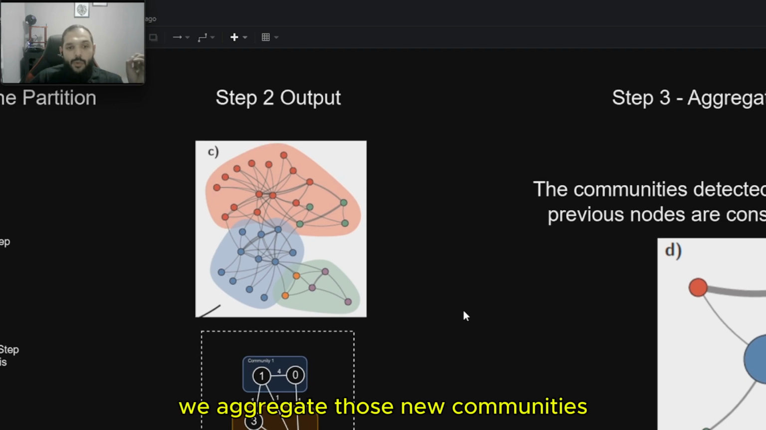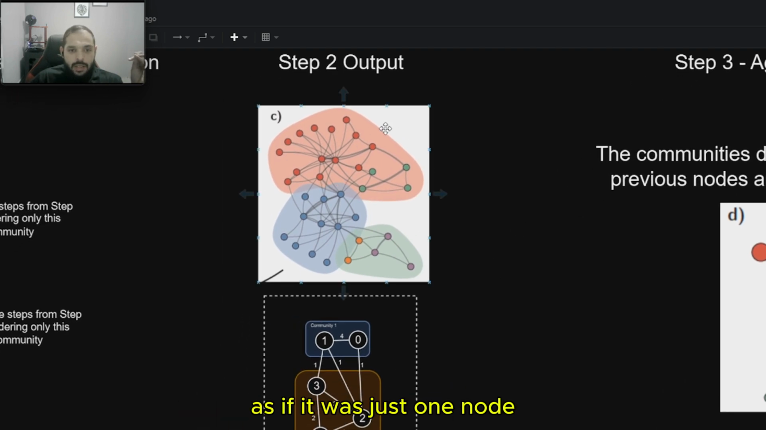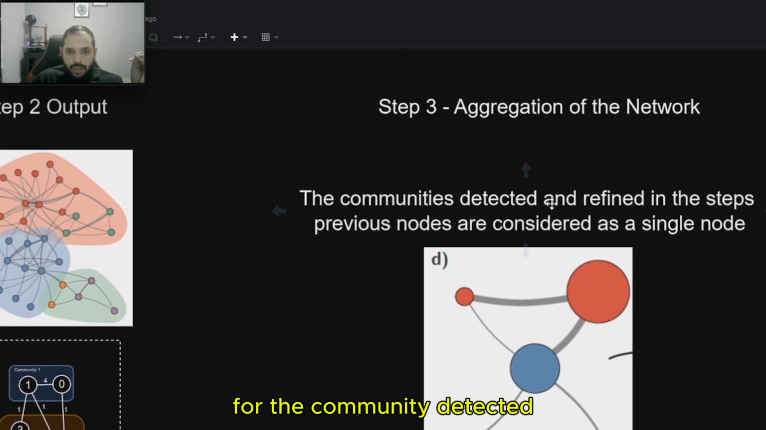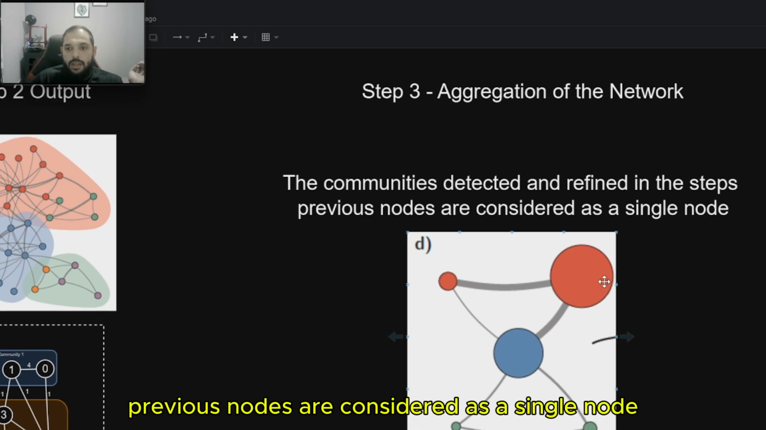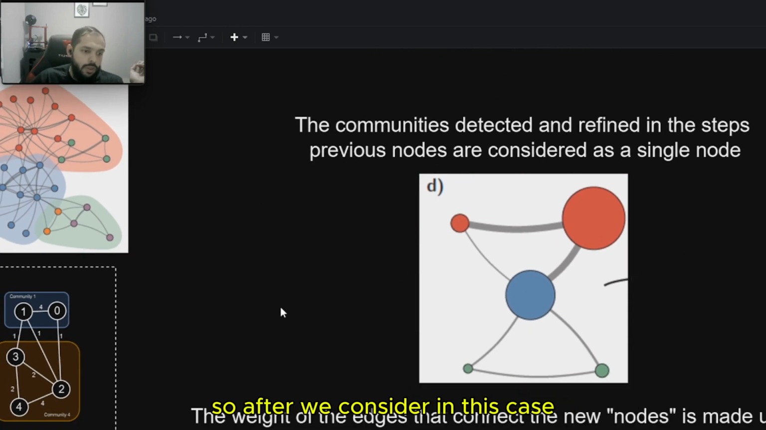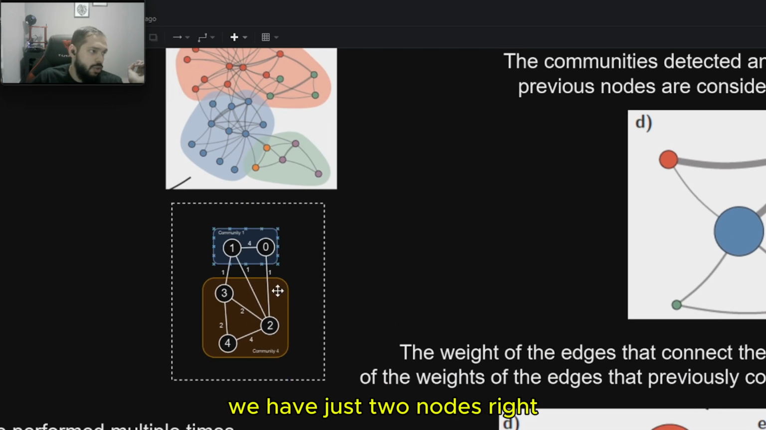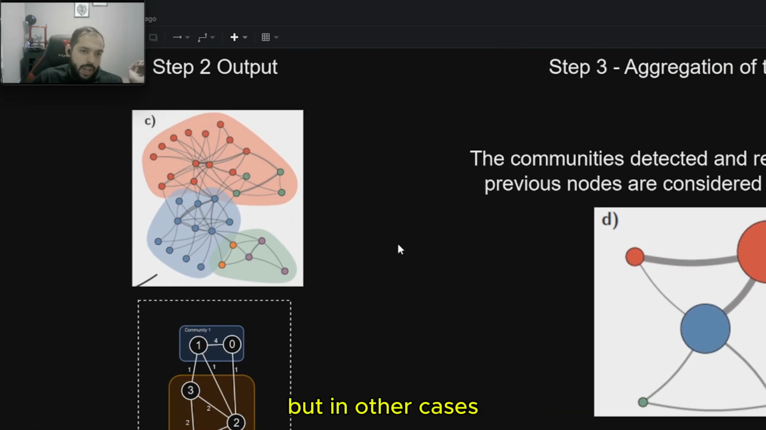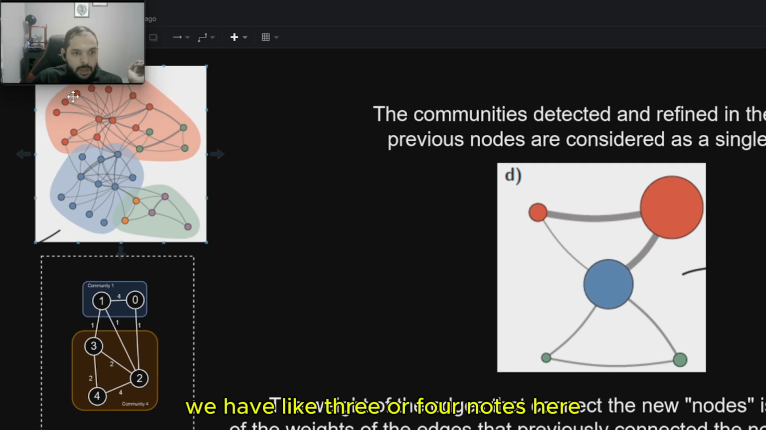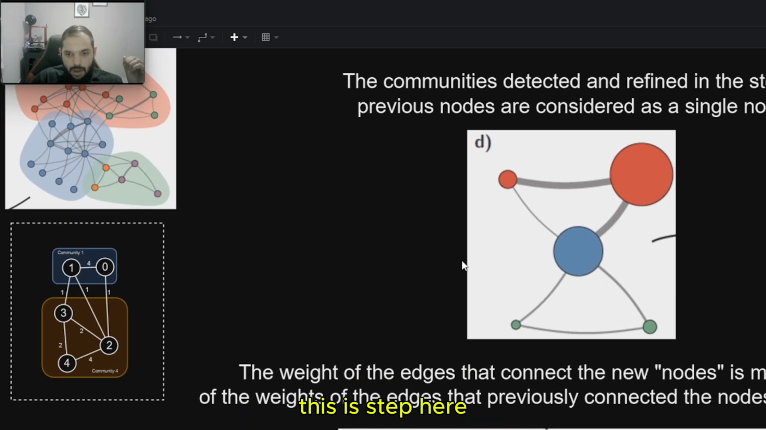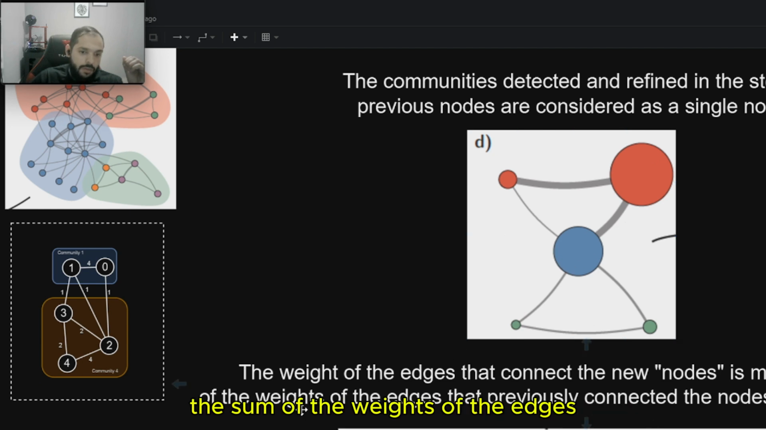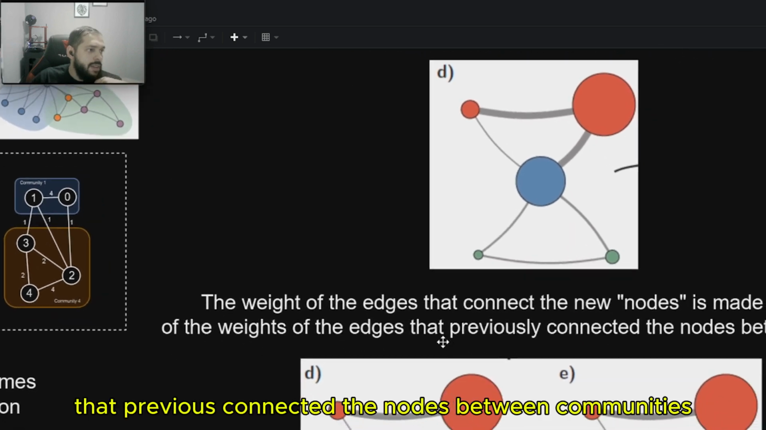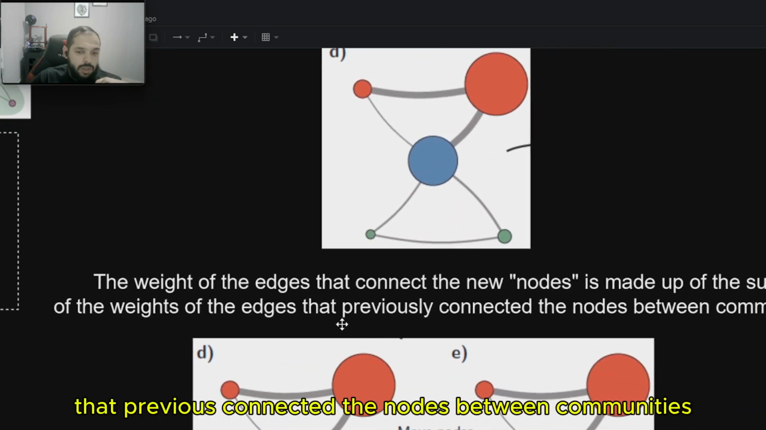After this step, we aggregate those new communities as if each was just one node. So the community detected and refined in this step, previous nodes are considered as a single node. After you consider, in this case, we have just 2 nodes, right? But in other cases, we have like 3 or 4 nodes here. In this step, you consider the weights between those nodes, the sum of the weights of the edges that previously connected the nodes between communities, right?